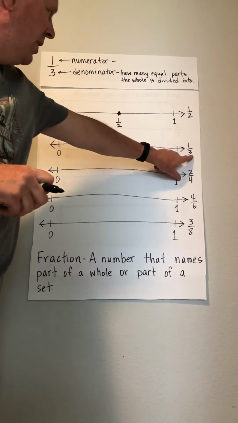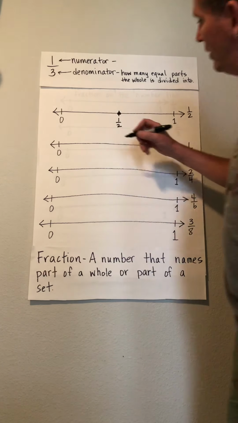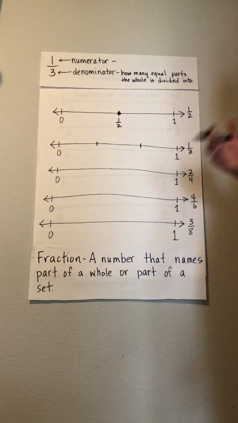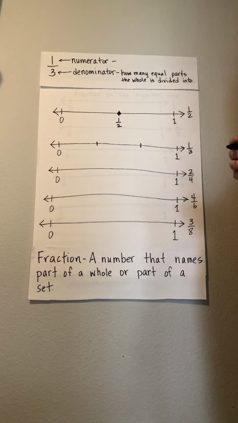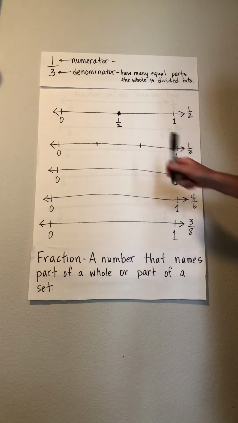So that means we're going to divide the space between 0 and 1 into 3 equal parts. Since there are 3 equal parts, we're going to make 2 marks to divide them into 3 equal parts. So, got right about here and right about here. So now we have 1, 2, 3, pretty close to equal parts. When you're doing it by hand, it doesn't have to be exact. Even my lines are a little wavy. So now we have 1, 2, 3 equal parts.